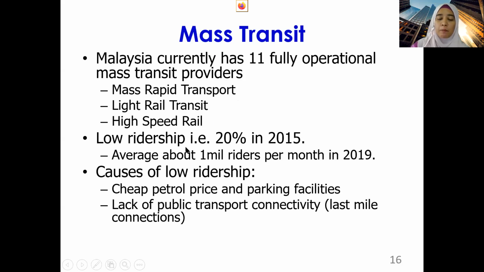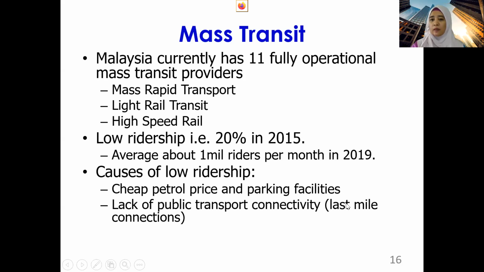Now, low ridership. That's a problem with our mass transit in Malaysia, but it's not only our country's problem. This is an issue faced by many countries. The issue of low ridership was reflected in 2015 at only 20%. 20% is very low. Average about 1 million riders per month in 2019, and the causes of low ridership: one, cheap petrol price, parking facilities, and lack of public transport connectivity.